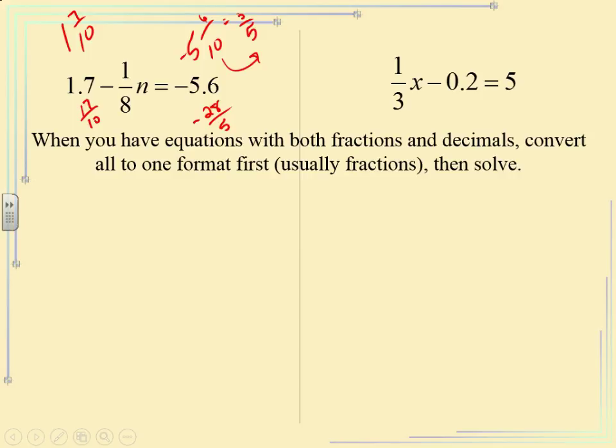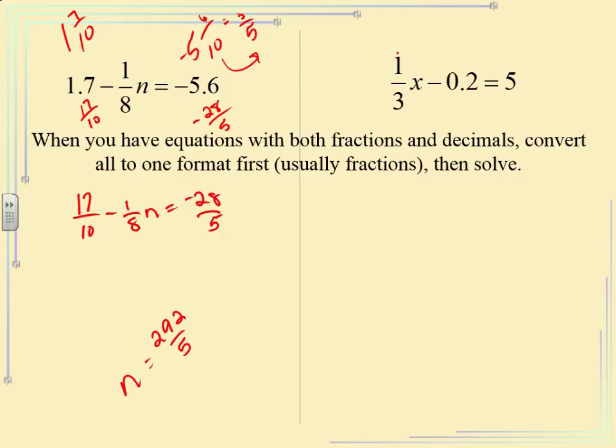You're going to see that I almost always go to all fractions. So I would write this equation, set it up as 17/10 minus 1/8 n equals -28/5. Then I would multiply through and go from there and solve for n. You can do this on your own. You should get n to equal 292/5, okay?